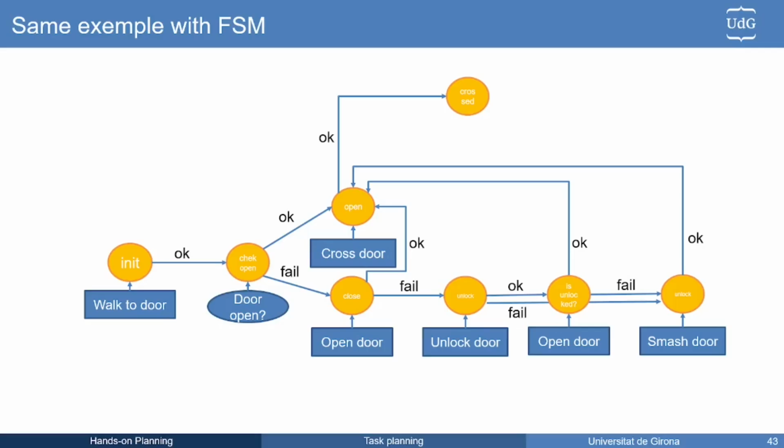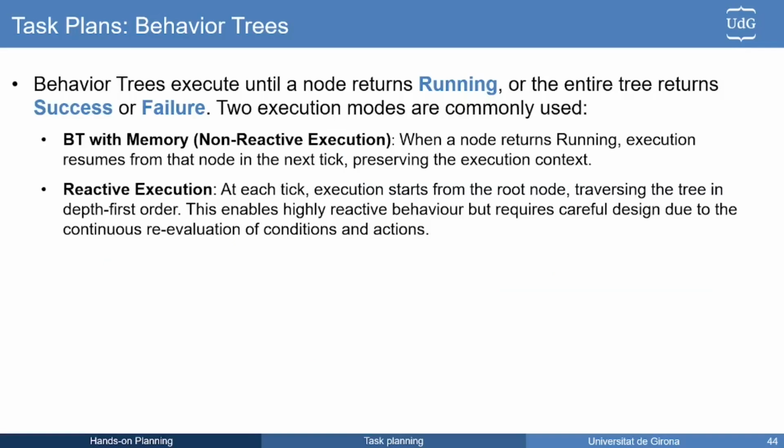And this is a very simple thing. I mean, whenever we start doing complex behaviors, this grows exponentially, okay? Then, just one last thing. As I told you, behavior trees can be of two types. Can be with memory, then they are non-reactive, and reactive behavior trees.